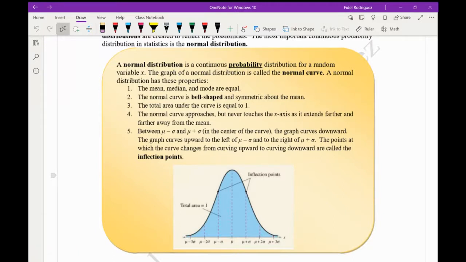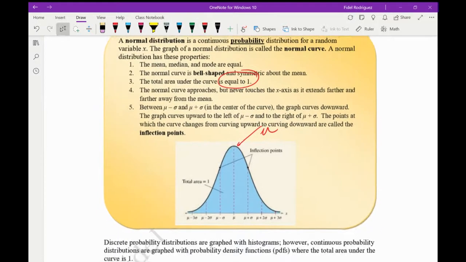So you can see here in the middle, let me get my pen going. Here's my mean, right? Let's see, the total area under the curve is equal to 1. This is important. The normal curve approaches but never touches the x-axis as it extends further and further away from the mean. So what I mean by that is this graph gets closer and closer, but it never actually touches, whether I'm going to the left or to the right. Okay, it gets really, really close. And in algebra, we call those things asymptotes. It's going to be the same thing here.